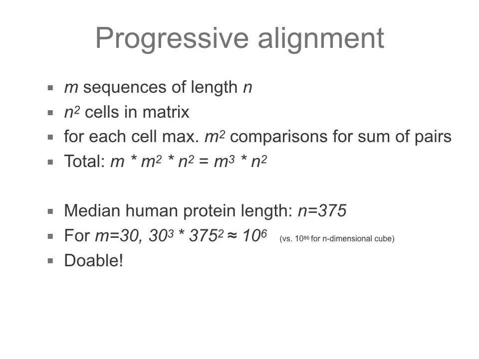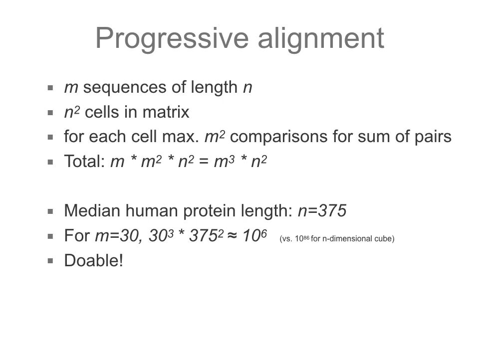Before we dig further into detail how the algorithm works, let's just do a quick estimation of what that means for computation. So m sequences of length n squared was the dynamic programming matrix that we need, and for each cell we have a maximum of m squared comparisons for the sum of pairs. So in total we have m times m squared times n squared. So that's overall m to the power of 3 times n to the power of 2.